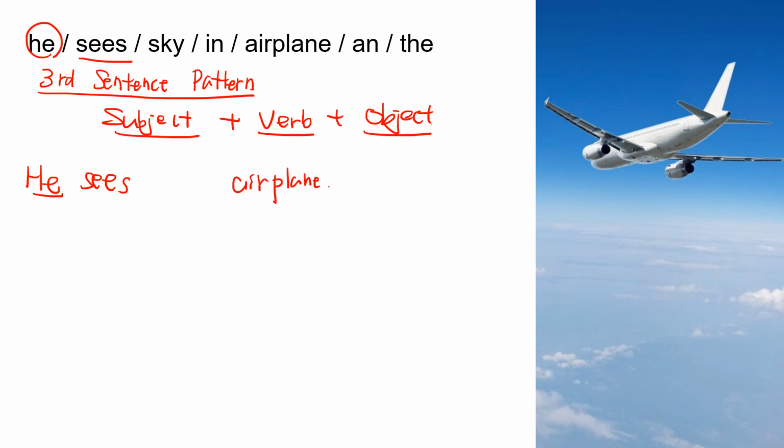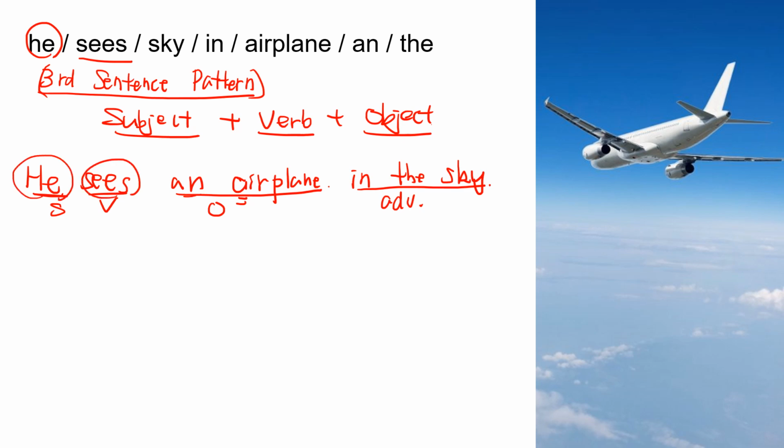Airplane, but not "two". So he sees an airplane, because this starts with a vowel. So he sees an airplane, and where? In the sky. So this is the sentence. Subject, verb, and object: he sees an airplane in the sky. "In the sky" is called an adverbial phrase, and an adverbial phrase has nothing to do with the sentence pattern. So when you make an English sentence, think about this pattern: subject, verb, and object. Okay, this is the sentence.